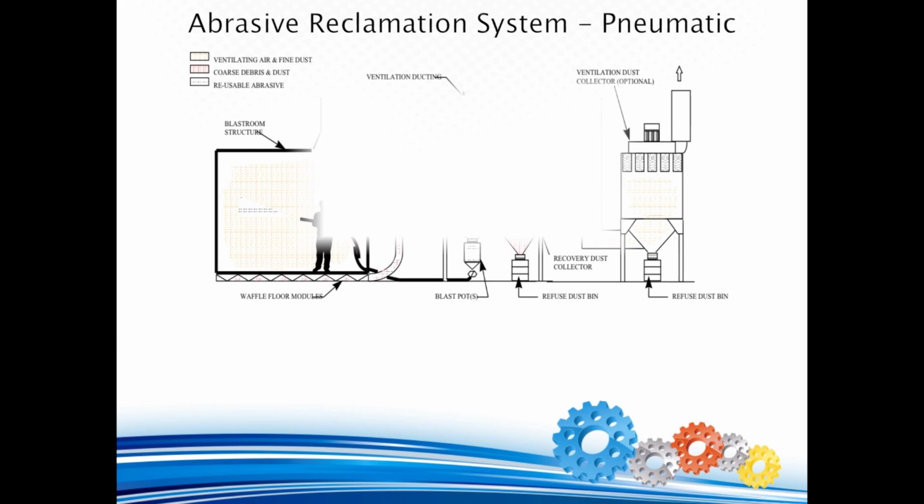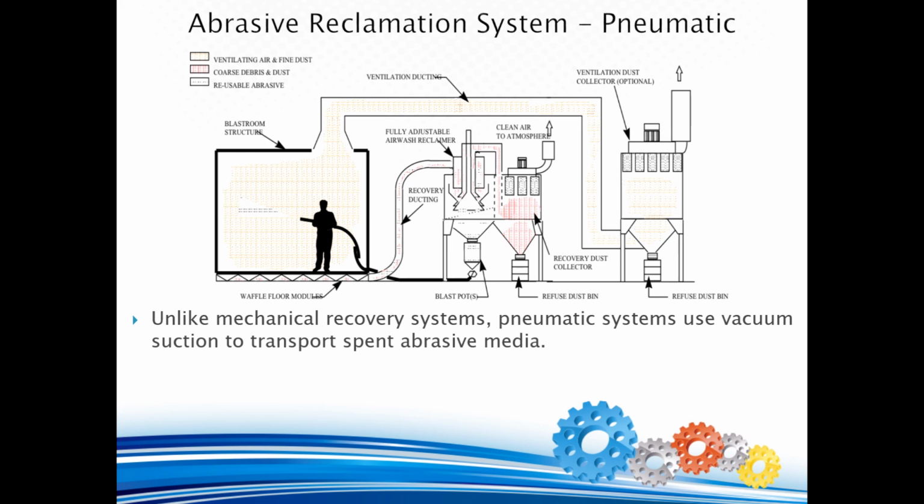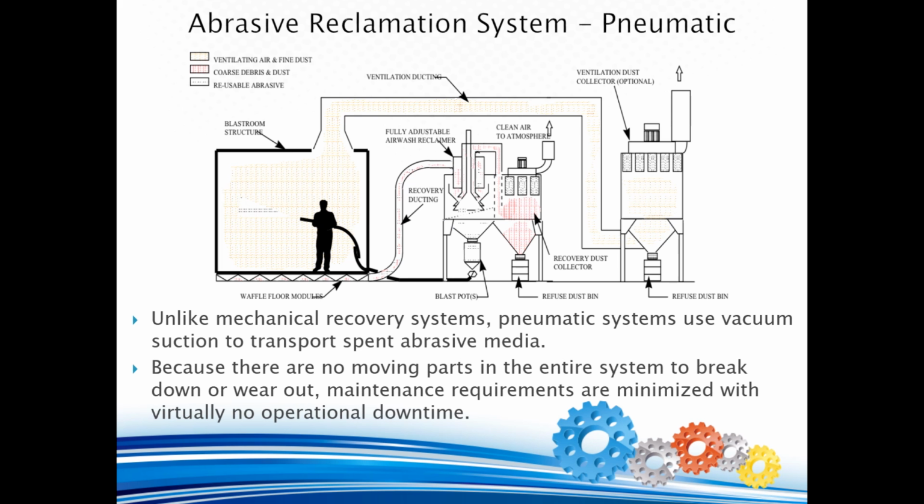The pneumatic abrasive reclamation system is probably the ultimate media recovery solution for any blast room setup. Unlike mechanical recovery systems, pneumatic systems use vacuum suction to transport spent abrasive media from the blast room floor to the airwash reclaimer, where dust and fines are removed so reusable media can be recycled and fed back to the blast pot. Because there are no moving parts in the entire system to break down or wear out, maintenance requirements are minimized with virtually no operational downtime.